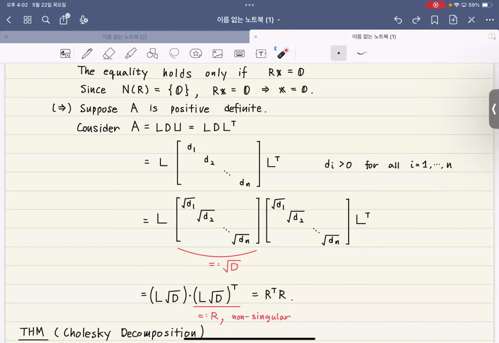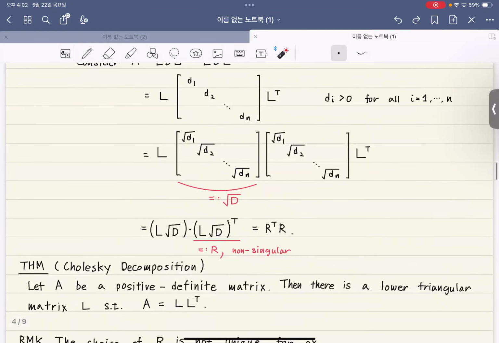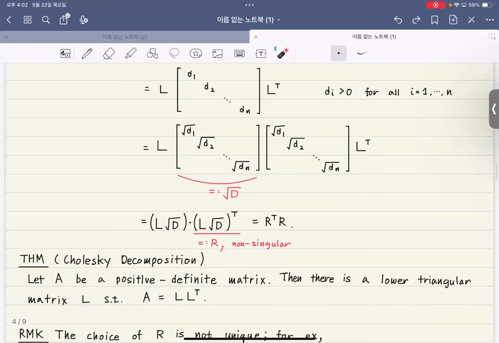Okay, good. This entire discussion can be summarized in the name of Cholesky, the mathematician. This is called the Cholesky factorization or Cholesky decomposition. That is, every positive definite matrix allows a lower triangular matrix L such that A is L times L transpose, which is precisely this: a lower triangular matrix and the lower triangular matrix transpose. So this factorization is called the Cholesky decomposition.